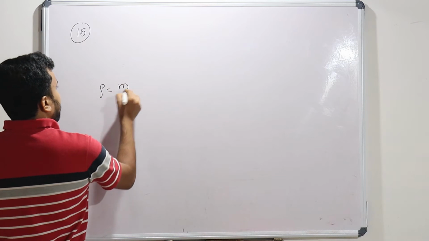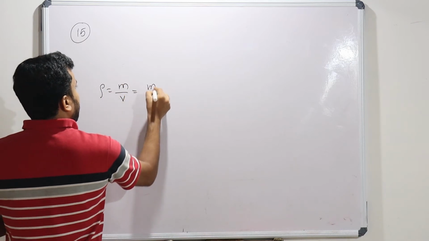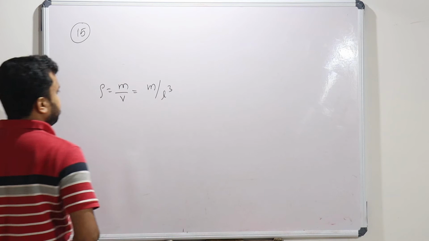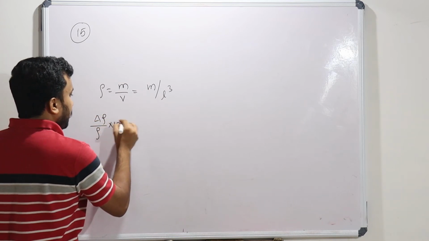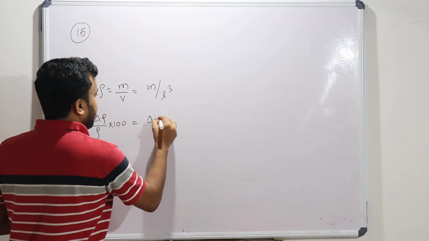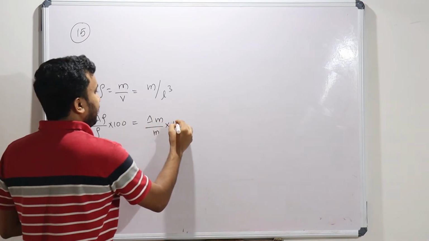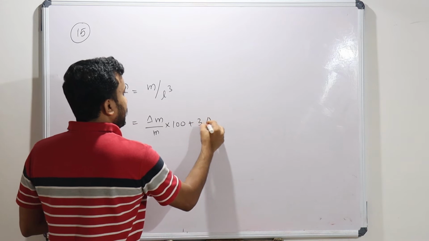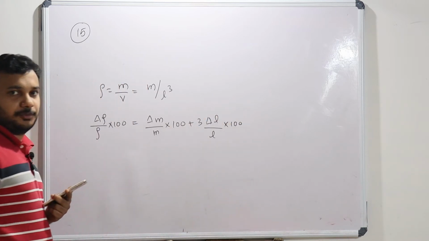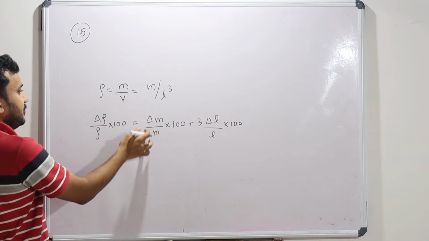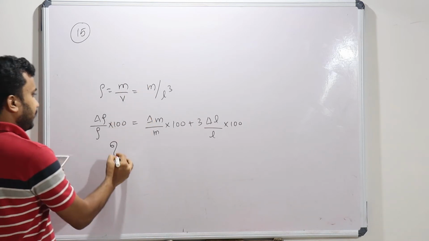Density rho is equal to mass per volume, which is equal to mass per length cube. Percentage error: delta rho divided by rho into 100 is equal to delta m divided by m into 100 plus 3 into delta L divided by L into 100. This is the formula for percentage error. This we need to find out.